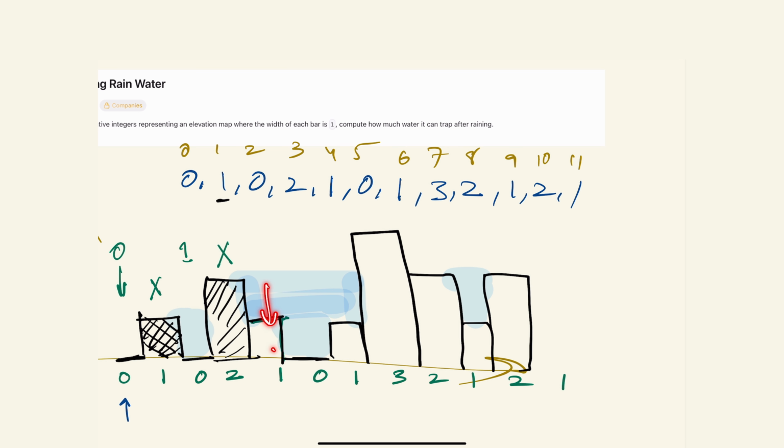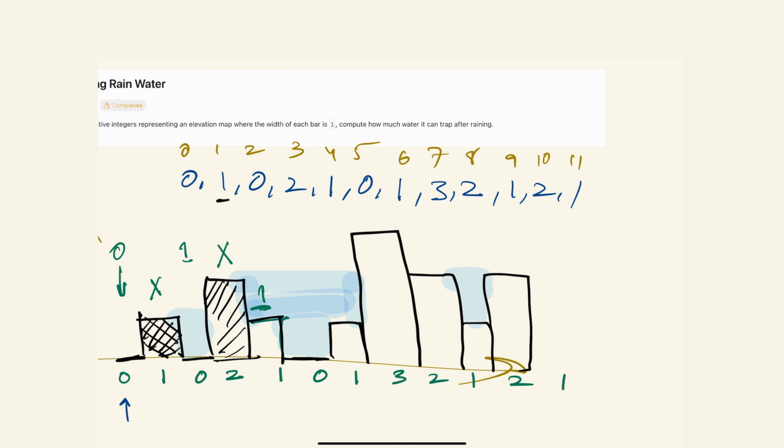What is the max on the left now? It is 2. And what is the max on the right side? It is 3. Now out of these two max, which is the minimum value? 2. Okay, 2. With this 2, subtract the height of the wall. 2 minus 1 is 1. So the answer on this wall is that I am holding 1 unit of the water. Am I right? Yes, it is holding 1 unit, right?